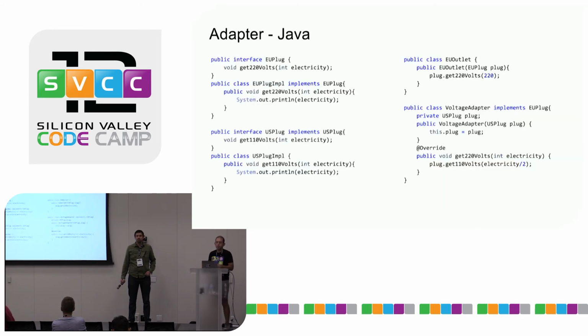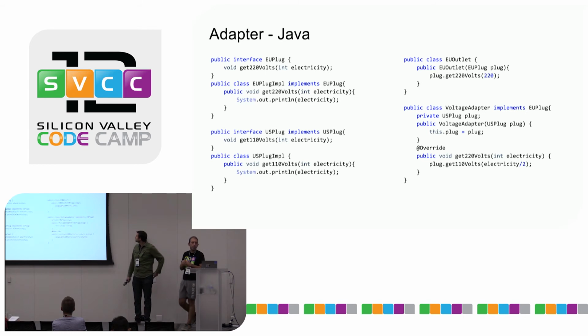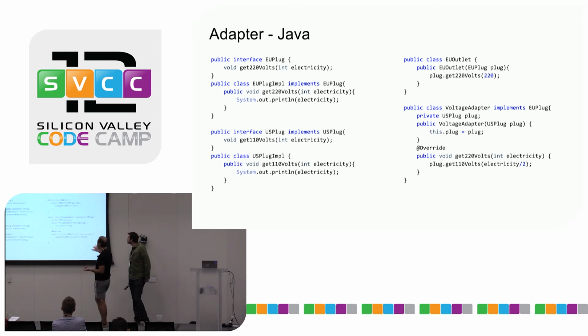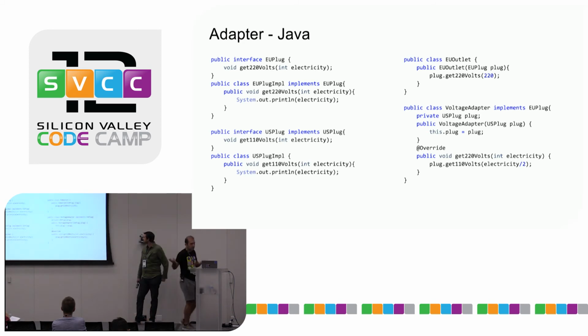Let's see the code. We all have this interesting problem of different voltages and plug types. So we have the interfaces of US plug, EU plug, and the implementations. What we want to do is create an adapter which will let our US plug work in an EU plug. So we basically implement the method which would adapt the two objects and just lower the voltage. This is a basic, simple Java example.